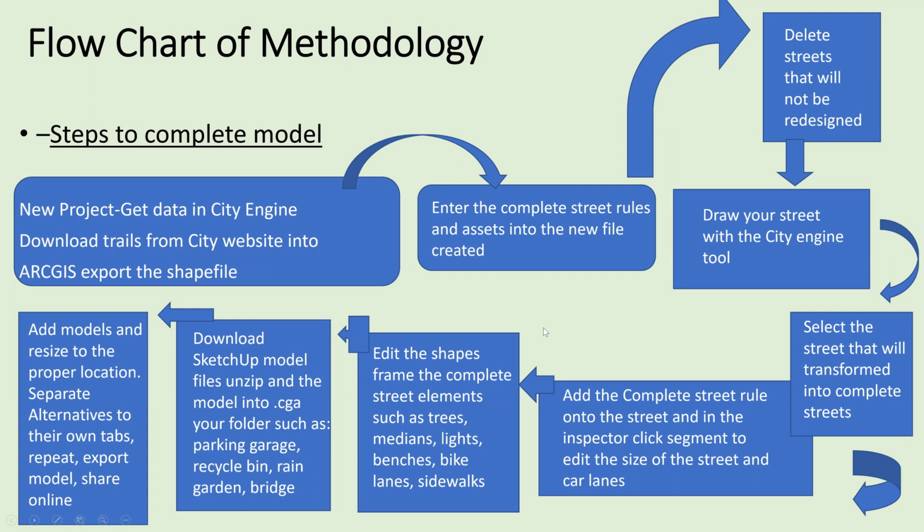Once you draw the street, you drag the rule onto the new street and you fill out the complete street shape area. Before you do that, you'll go into the segment tab of the inspector pane, and you'll edit the size of the street and the car lanes, and then you'll modify what elements you want to add to the complete street, such as benches, bike lanes, and sidewalks. And then you'll go into SketchUp and download any models you might want to add, such as recycling bins or greenhouses like I did.